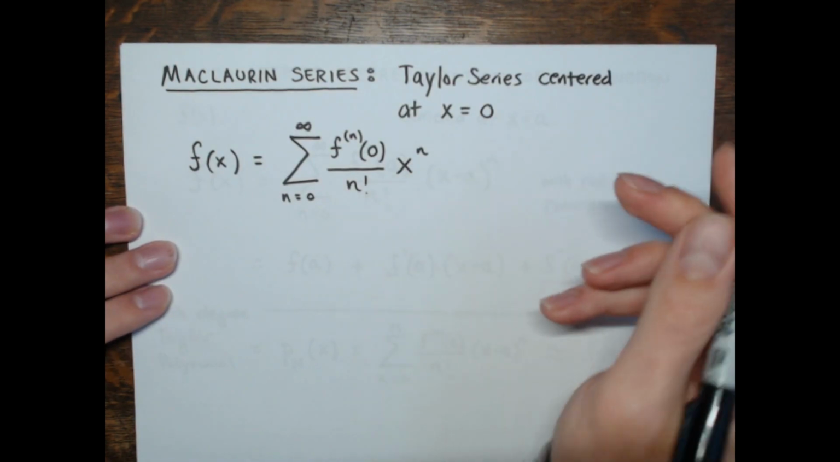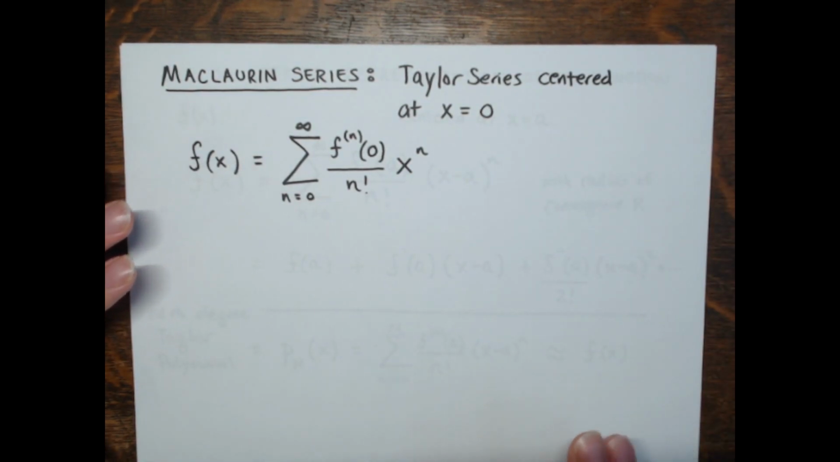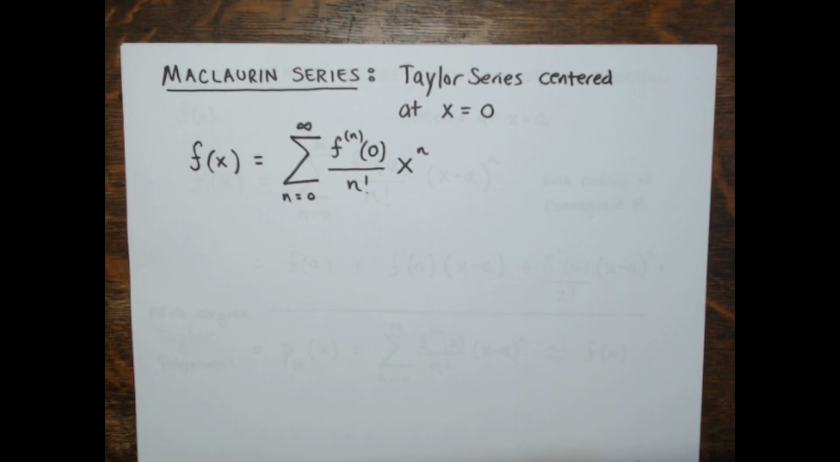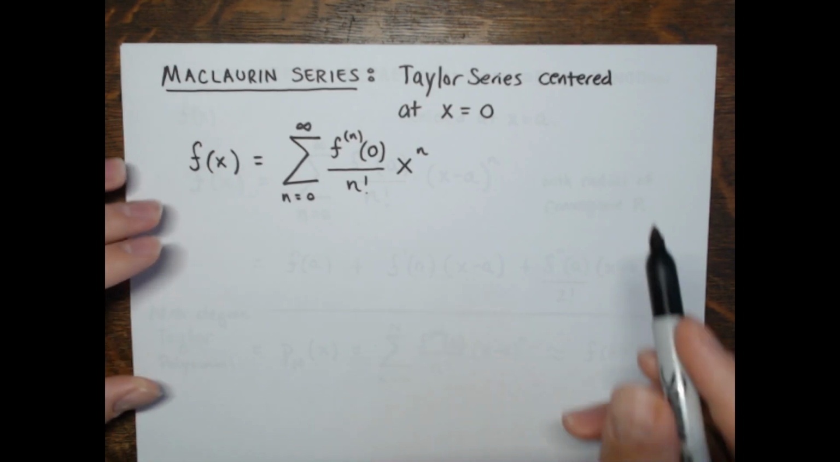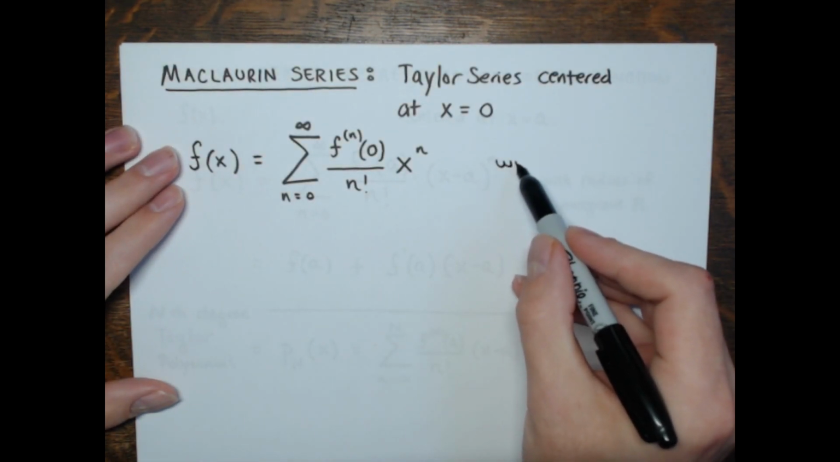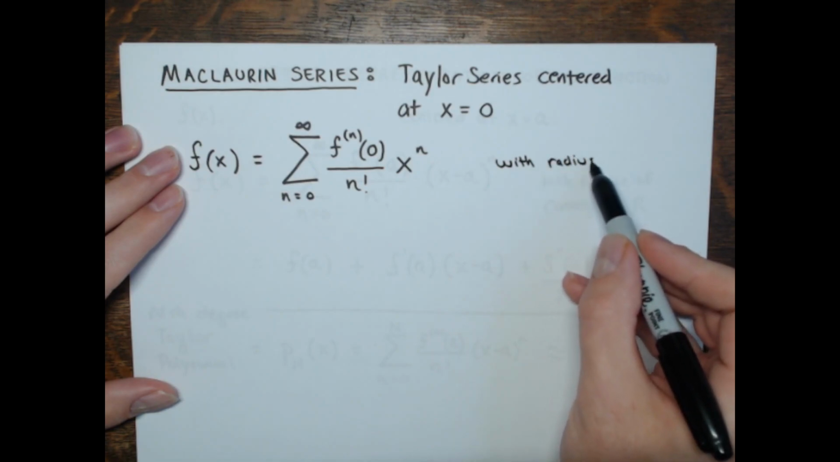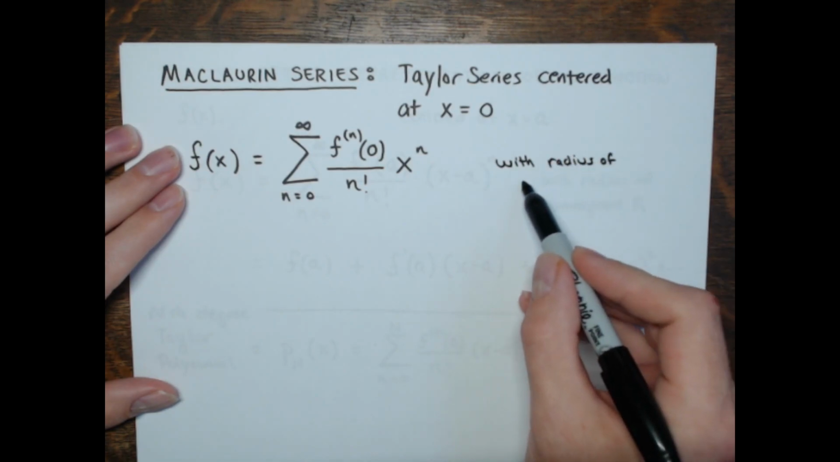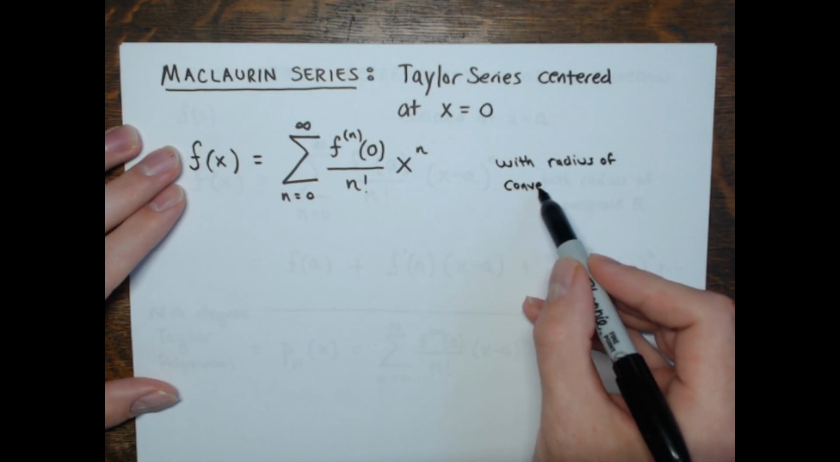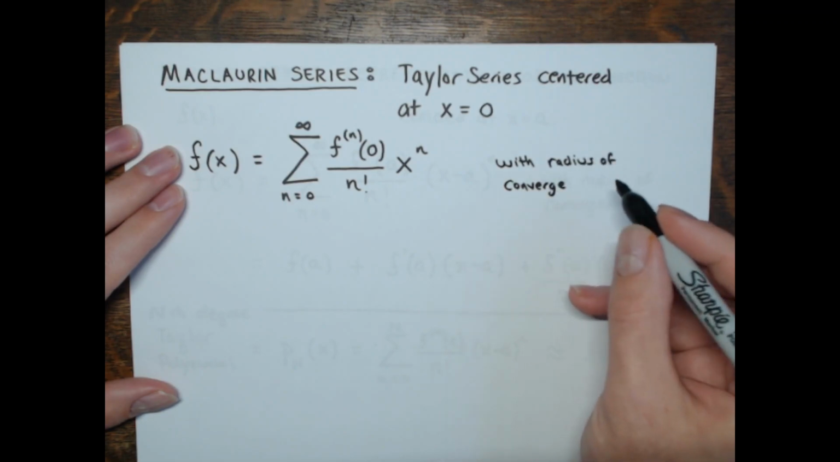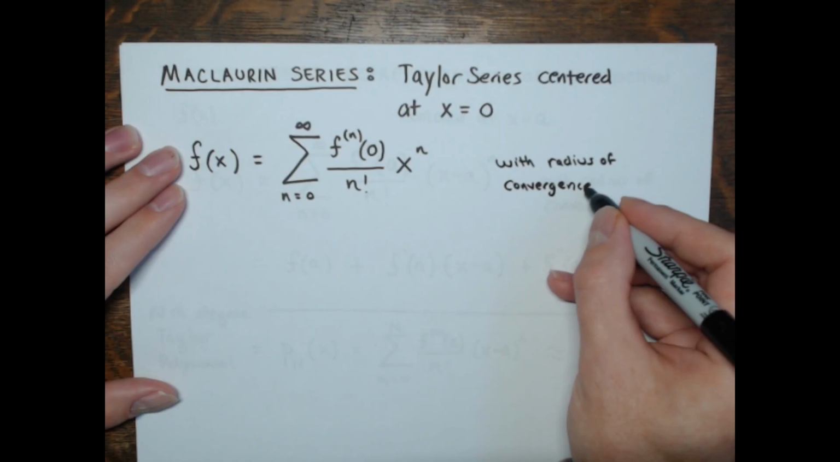And of course, after writing a Maclaurin series for some function, we would more than likely have to state where that series converges. We would have to find some sort of interval and radius of convergence. So I'll just say with radius of convergence r, that we'll have to determine ourselves, depending on the function we're looking at.